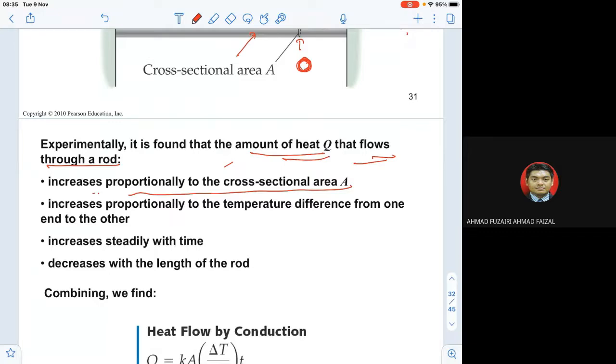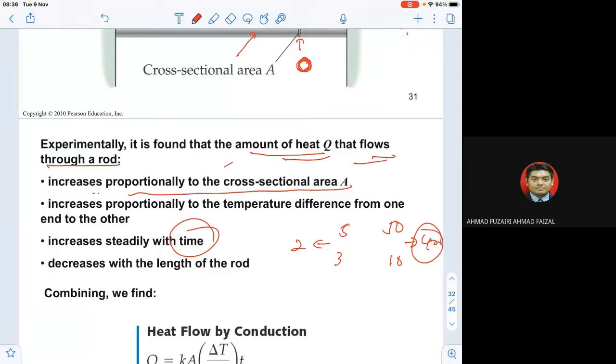It also increases proportionally to the temperature difference from one end to the other. That means if there is a big difference in temperature, the heat can flow more. For example, a difference of 2 degrees compared to a difference of 40 degrees: with 40, the heat flows more. And the heat also increases steadily with time, so time is also involved in this heat transfer.